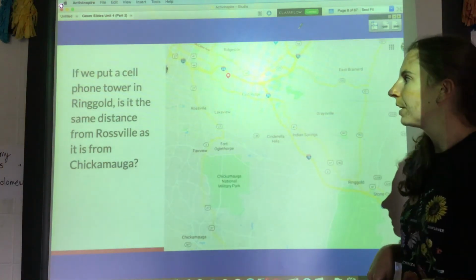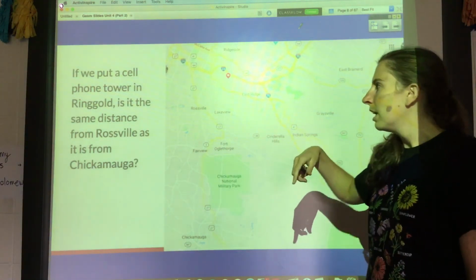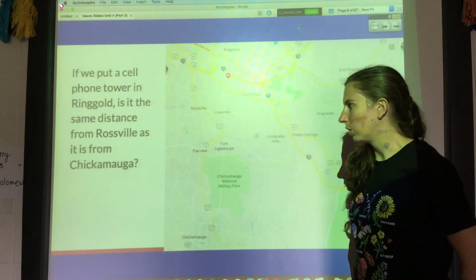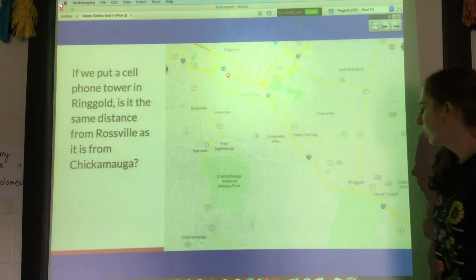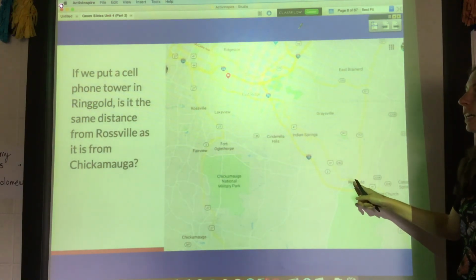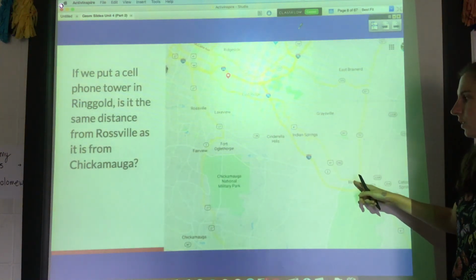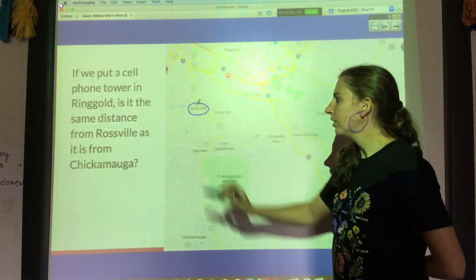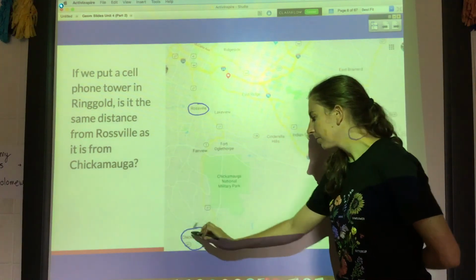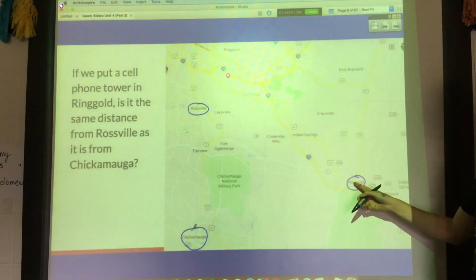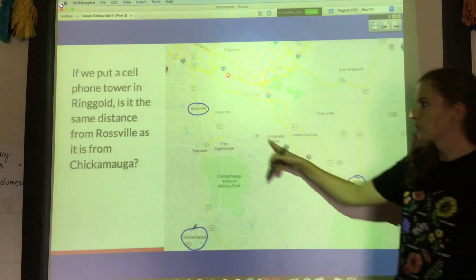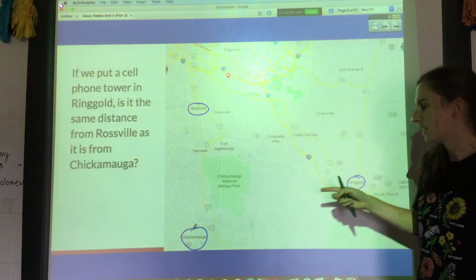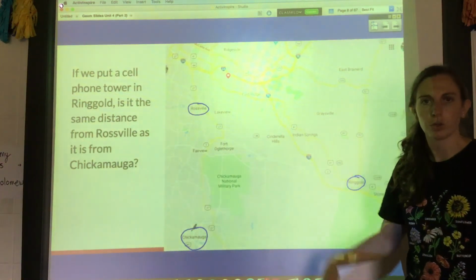in the video, but I just got it right off Google Maps. Imagine if we were going to put a cell phone tower in Ringgold. So Ringgold is here. Is it the same distance from Rossville? So here's Ringgold, here's Rossville, and here's Chickamauga. If we put a cell tower in Ringgold, is it the same distance from Rossville as it is from Chickamauga? And we're talking as the crow flies distance, so directly there, not on a road or anything.